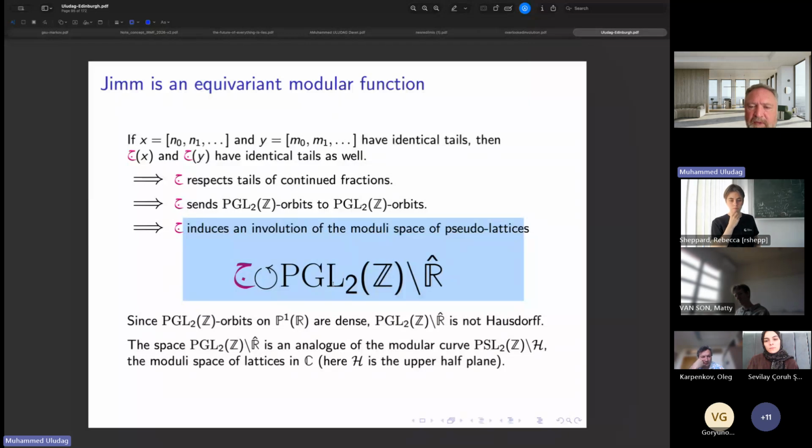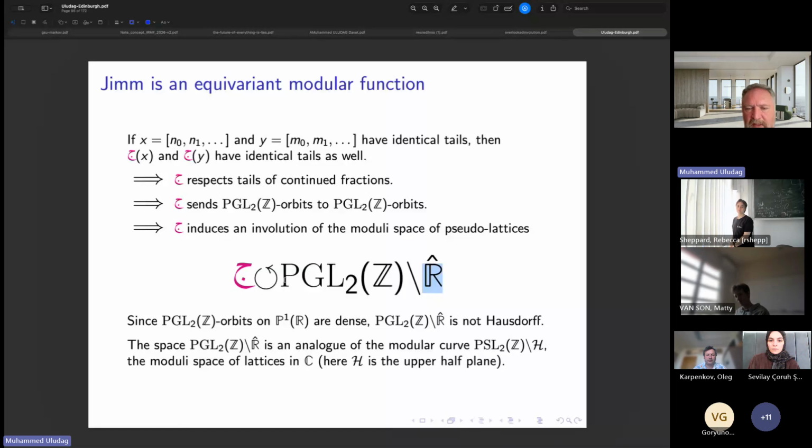But we can consider this as an analog of the modular curve in the case where we replace this by the upper half plane and the action is much nicer. The quotient is called the modular curve. At least, we have to slightly modify this. We have to consider the PSL2Z action. So this Jimm acts on this analog of the modular curve, the real analog of the modular curve. So it's a kind of modular function, equivariant modular function, or equivariant modular form, I think.